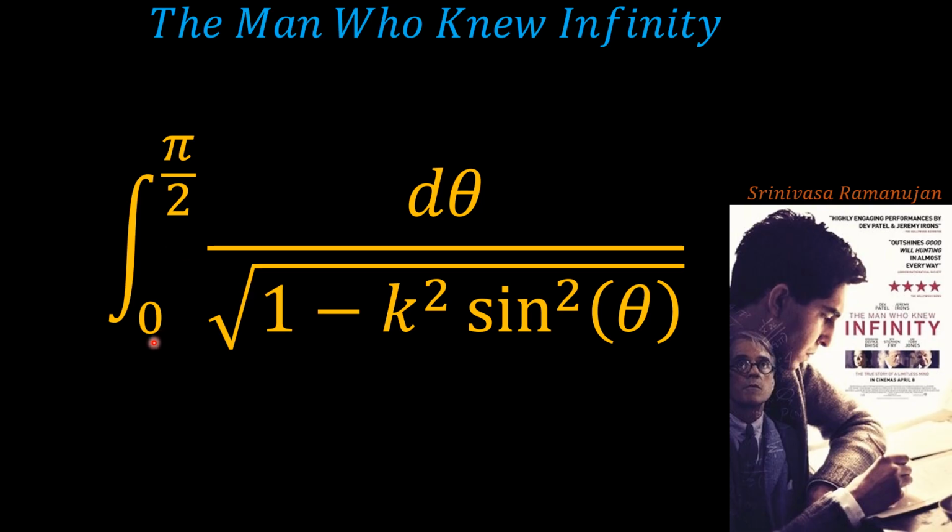The definite integral from theta equals 0 to theta equals pi over 2 of 1 over the square root of 1 minus k squared sine squared theta. And we see in that movie this guy, the actor, just going straight and writing down the answer of this integral without really showing his working, and the professor is really intrigued and surprised.